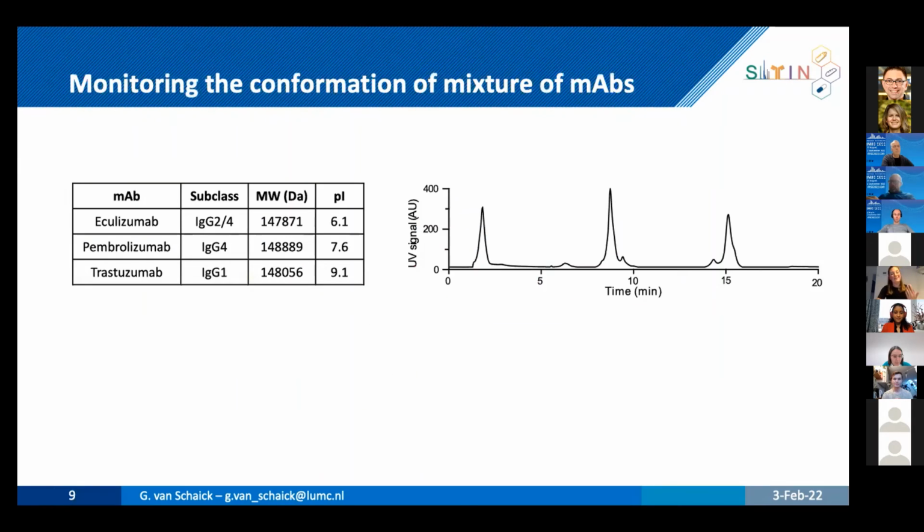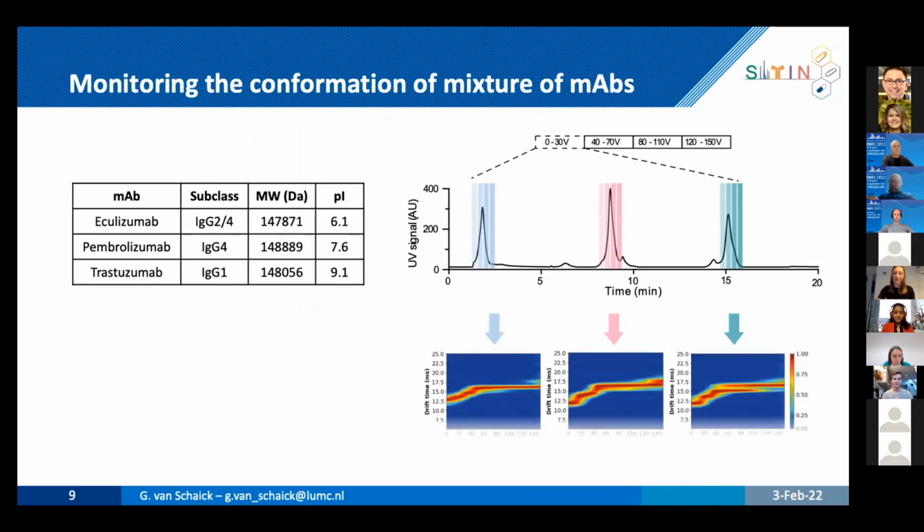So we applied this workflow already to a mixture of different antibodies. We chose 3 from different subclasses with a difference in pI but similar masses. And by using our CEX-CIU approach, we could collect data of all 3 antibodies in one run, which means we could obtain 3 different fingerprints with only 4 cation exchange runs.